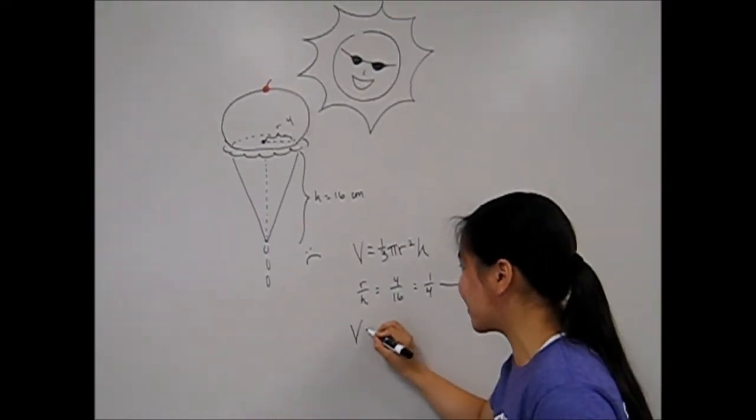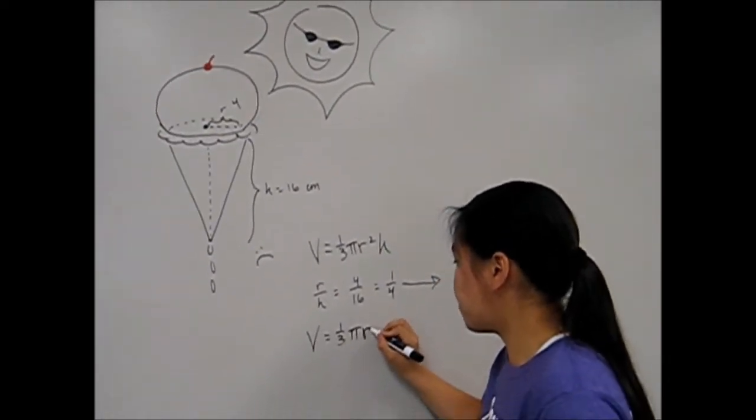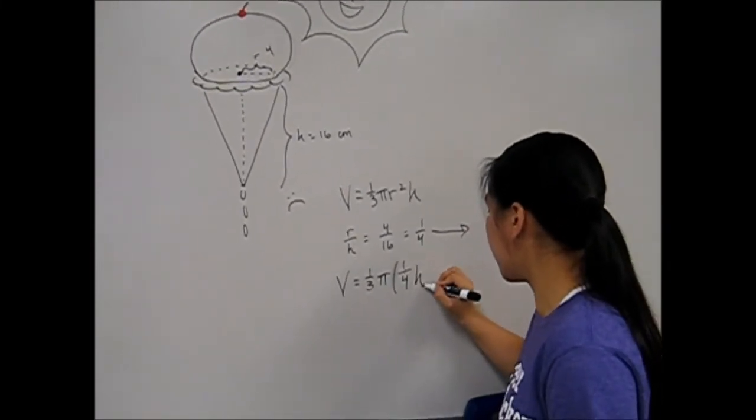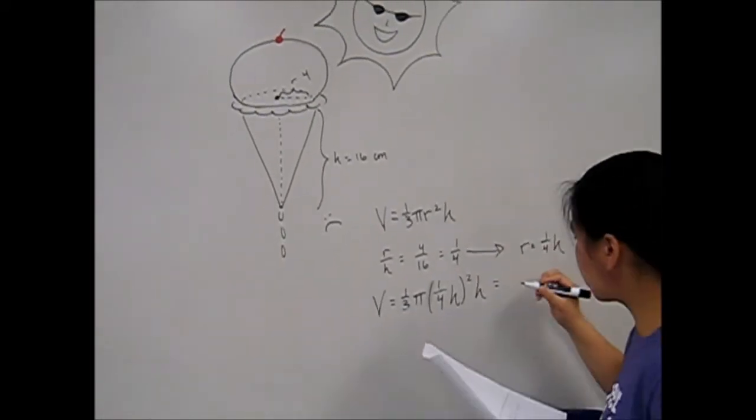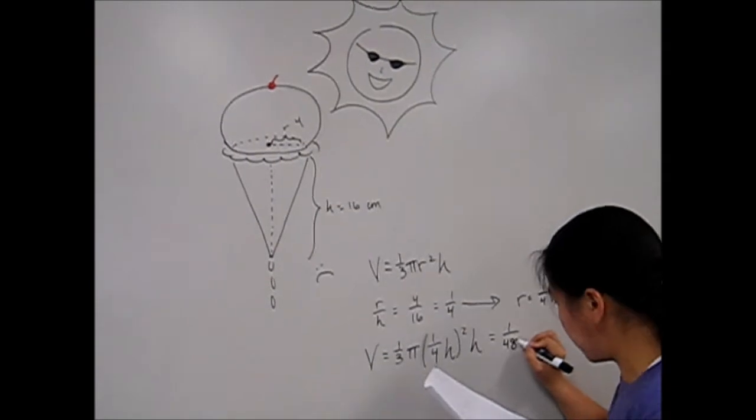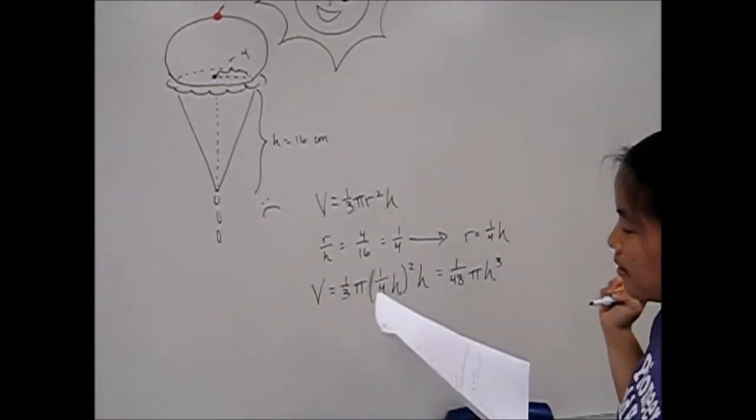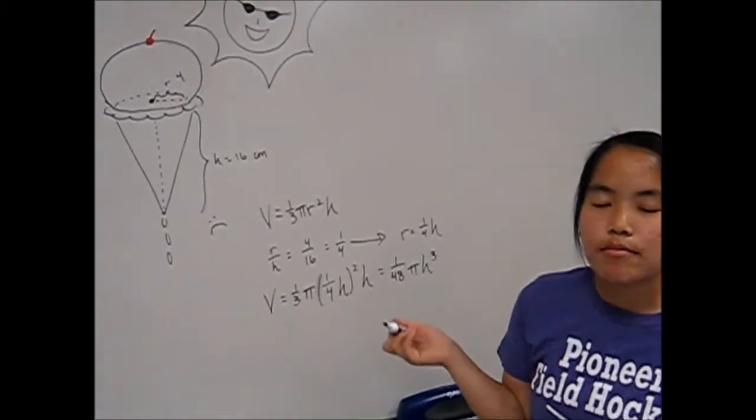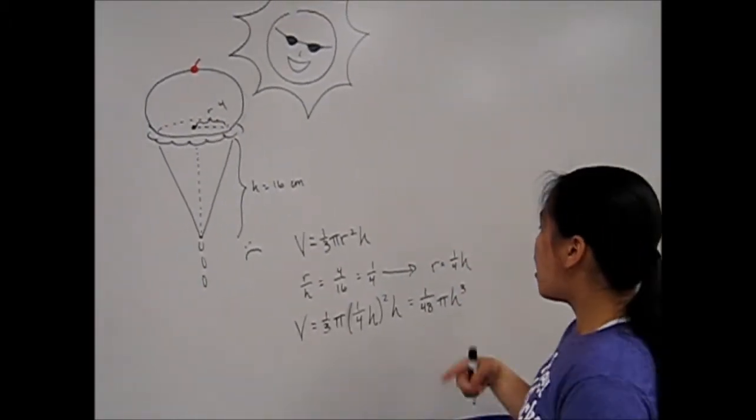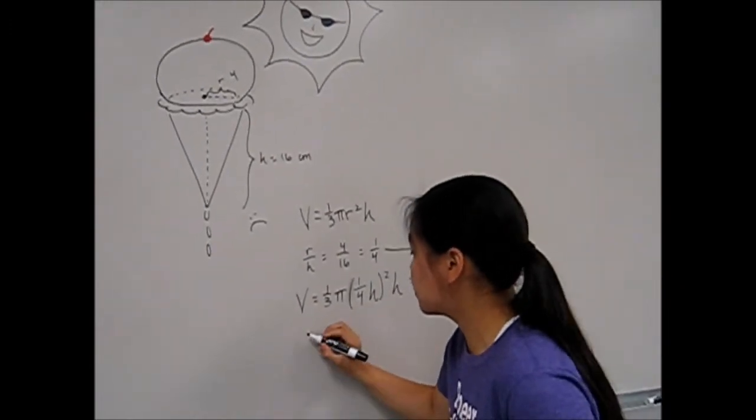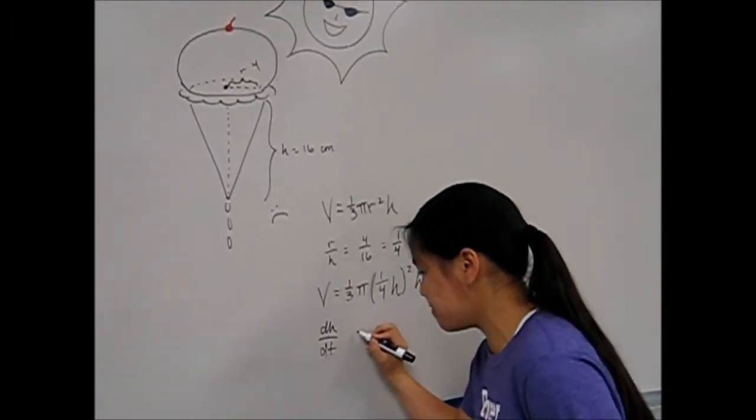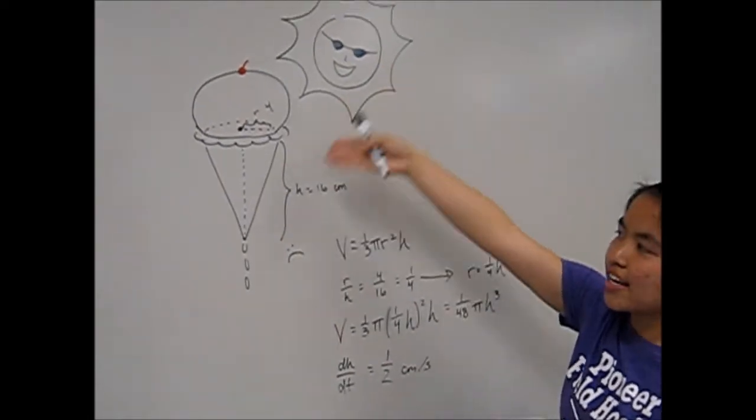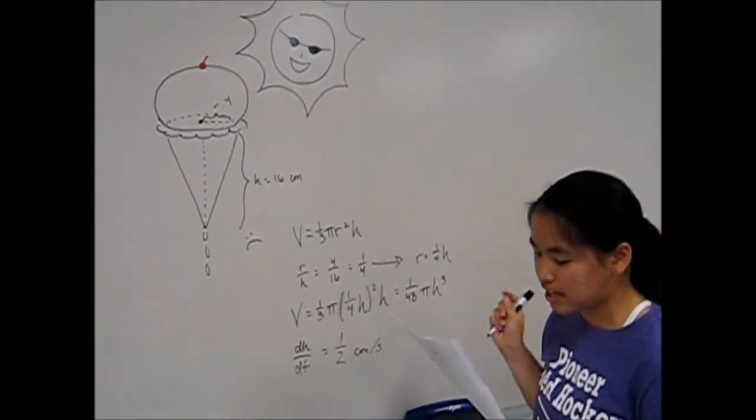And we can plug that back into your original equation for 1/3 pi r squared h, because you're substituting in r. So 1/4 h squared times h, which simplifies even more to 1/48 pi h cubed. Now, let's just say that at a certain time t, we'll say time equals 7.26 seconds, because everyone likes nice whole numbers. We're going to say that the height is changing at a rate, so dh dt equals 1/2 centimeter per second.